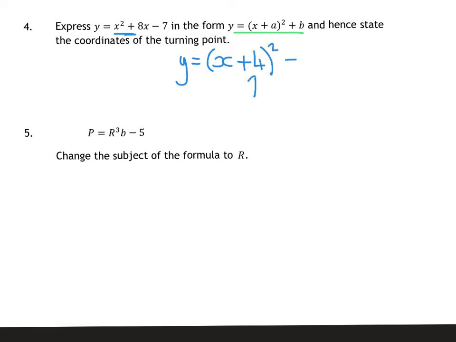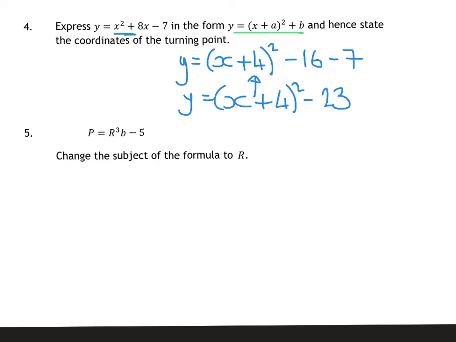Then you take away whatever this number is squared, so 4 squared is 16, so we take away 16. That's to counteract the plus 16 that comes when we then square out those 2 brackets. And then we've got to take away 7 on the end. Tidy that up. It gives you x plus 4 all squared minus 23. And that is it in completed the square form.